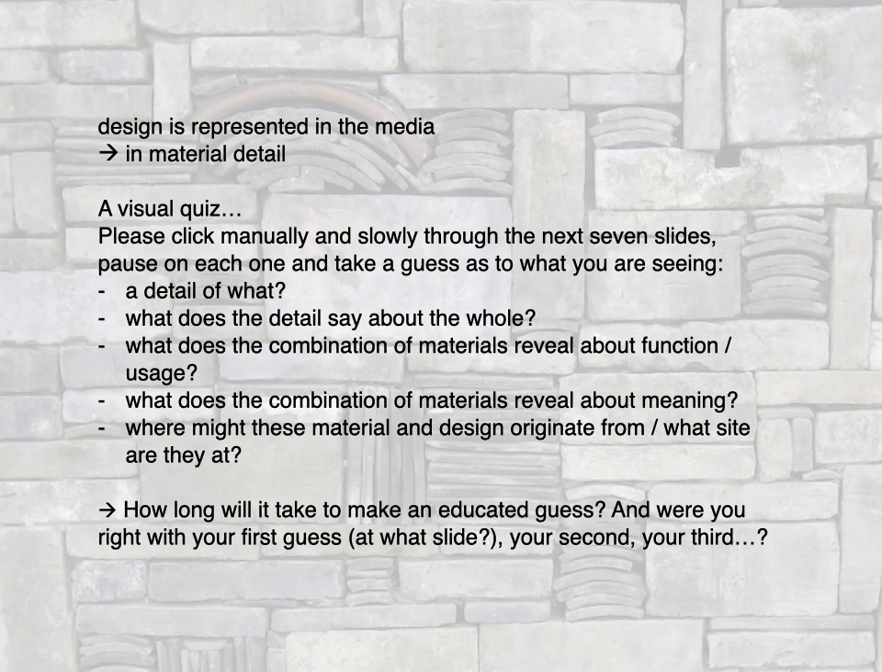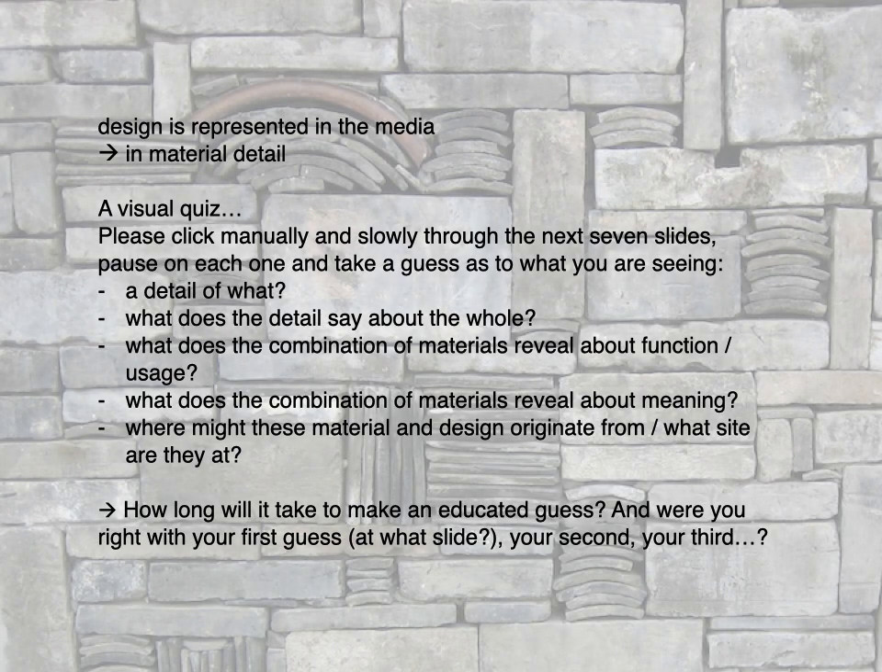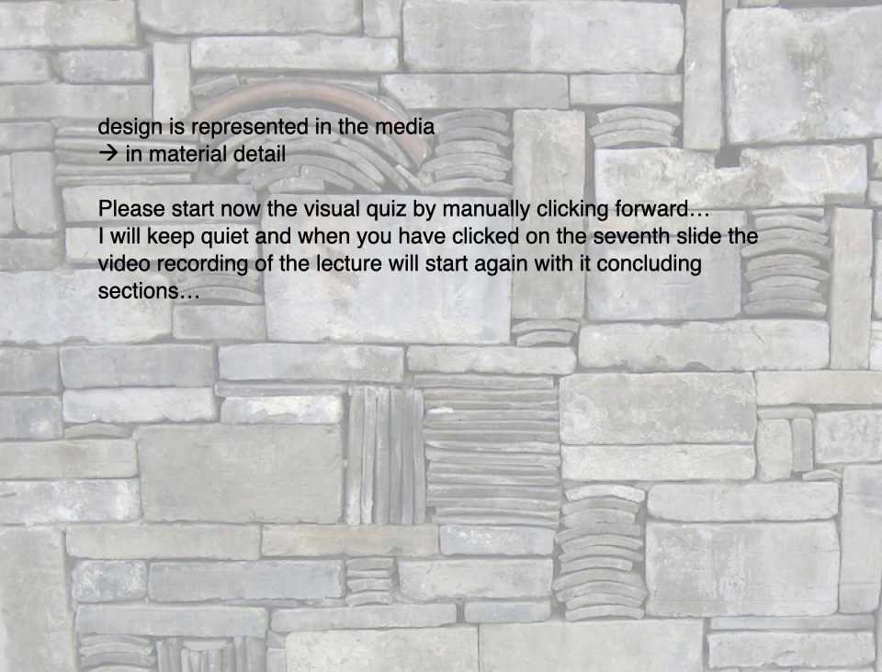So, another section concerns the mediation of design, the presentation in the media as material details. And in order to do this, I want to suggest a small visual quiz. So, please click manually and slowly through the next 7 slides. Pause on each one, if you will, and take a guess to what you're seeing. What is this a detail of? And what does the detail say about the whole? And then, where do you think this piece of design might reside? What's the site of it? What does the material detail that you observe here say about the use and function of this piece of design?